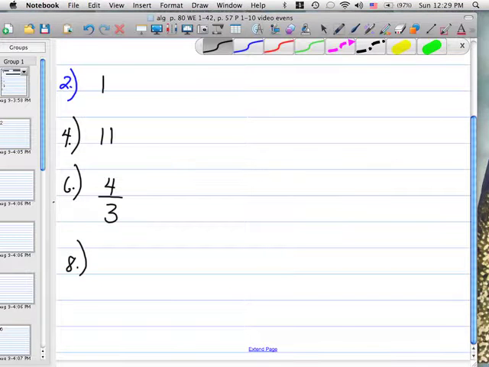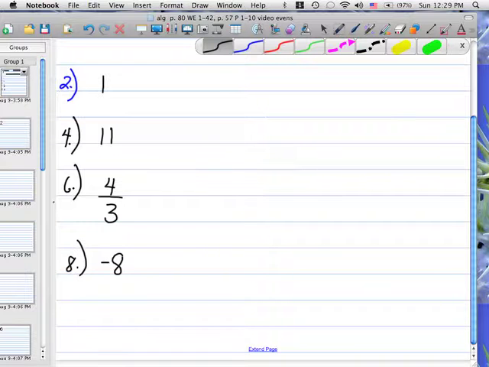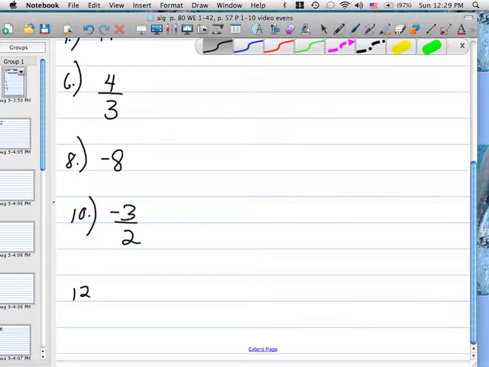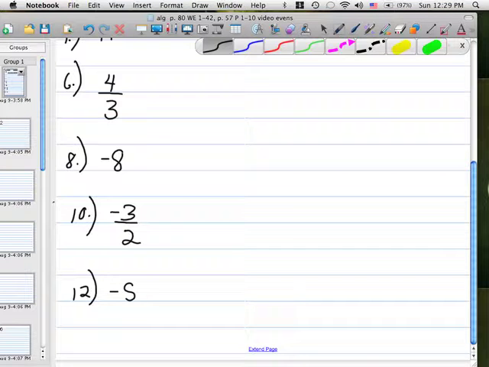Number 8, the reciprocal of -1/8, you have to have the sign the same, so you come up with -8. So it's -8, flip it. Number 10, the reciprocal of -2/3 is -3/2. And number 12, the reciprocal of -1/s is -s/1, or just -s, or the opposite of s.